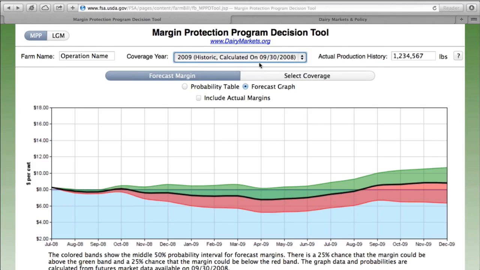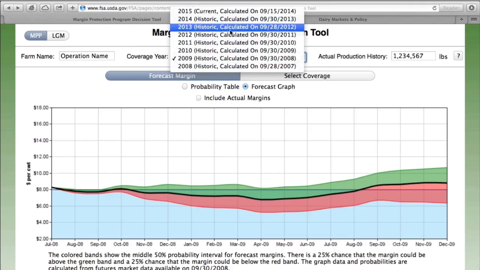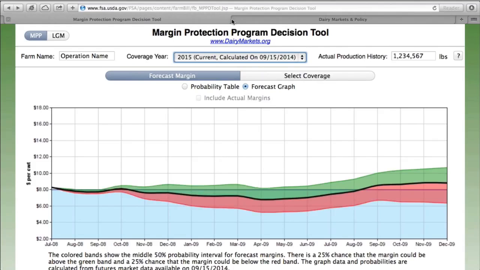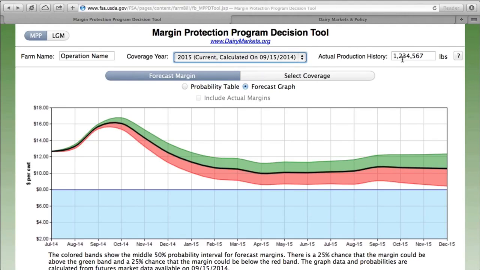But let's go back to the current year. 2015. Let's put a production history in. Let's go 4 million pounds. That's step one. Let's enter my operation name. I'm in Illinois, but I am a former Buckeye. So my dairy is Buckeye Dairy. We enter that information and we review the margin.